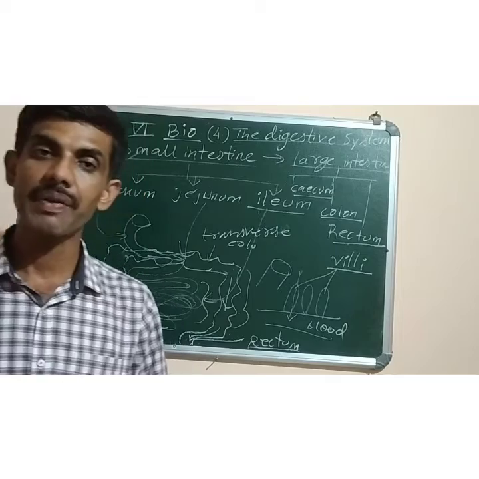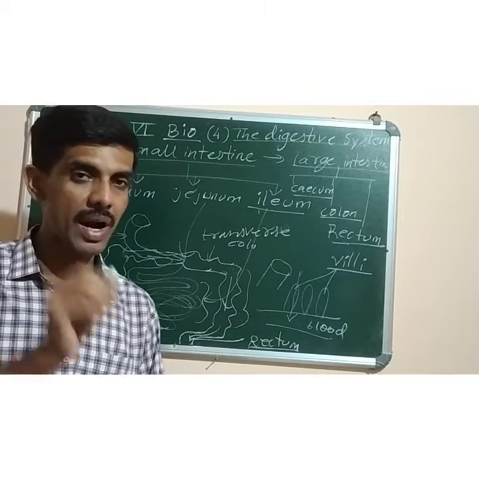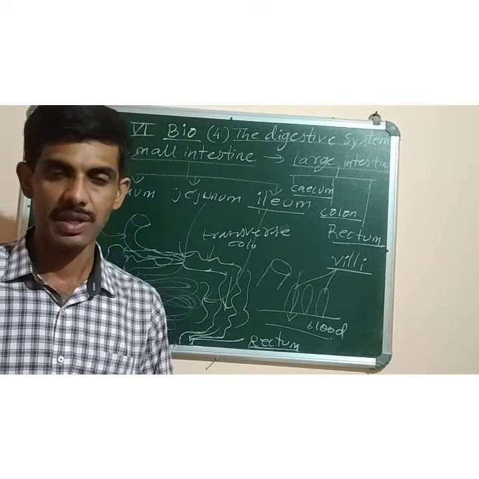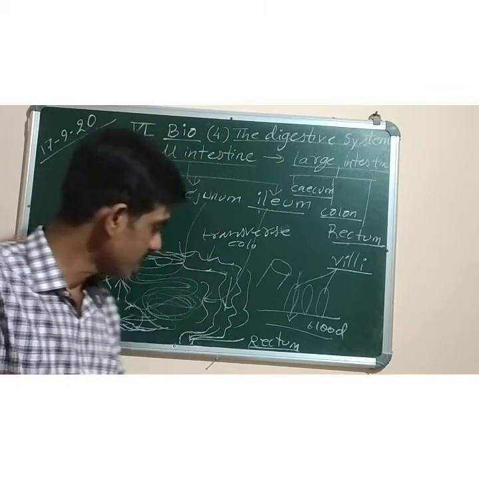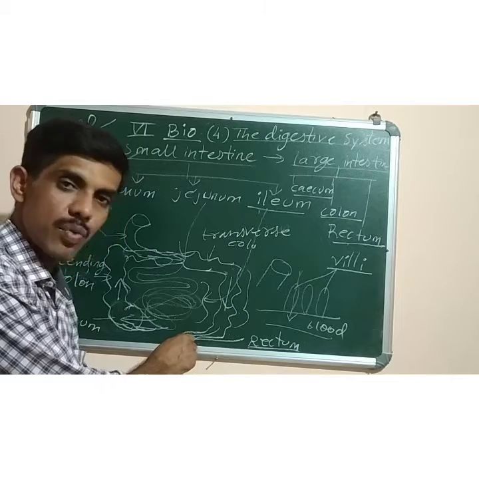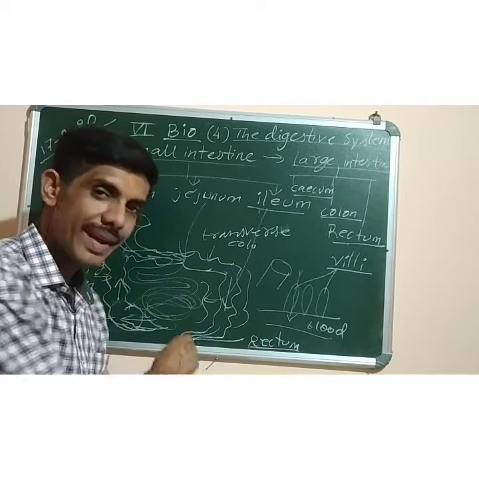Now what is the function of the anus, the last part of the digestive system? Anus is that part of the digestive system which opens to the outside world and it is connected to the rectum.